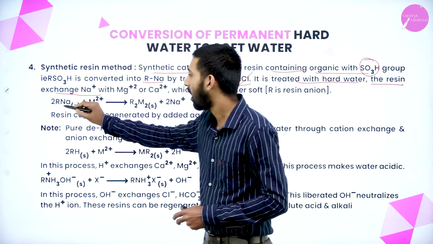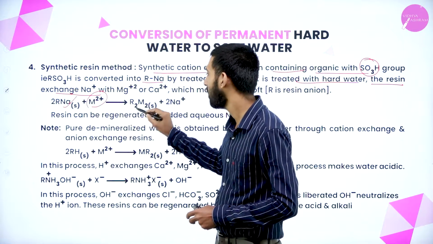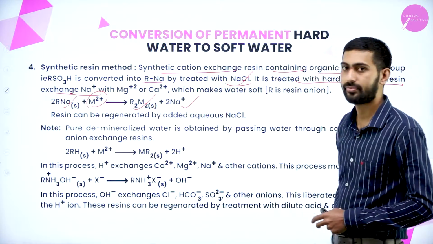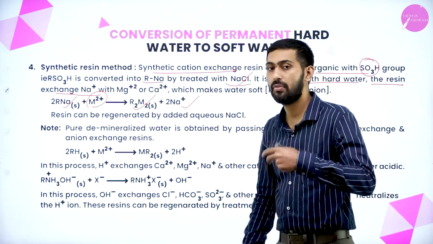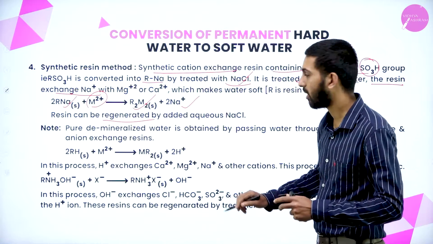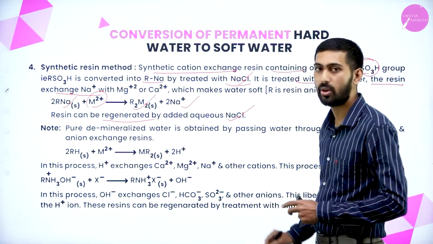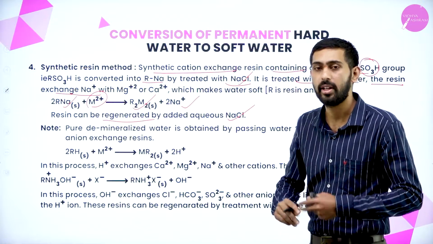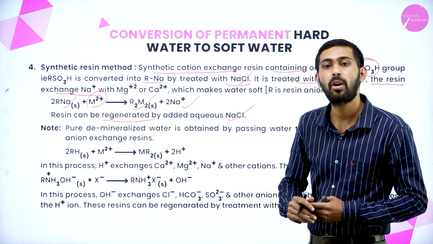Here you see the resin is treated with hard water. Here exchange of resins takes place and we will get sodium ion. Again you have your regeneration. Here resins can be regenerated by adding aqueous sodium chloride. You have to add a little amount of sodium chloride, and again you can get the purest form of resin.